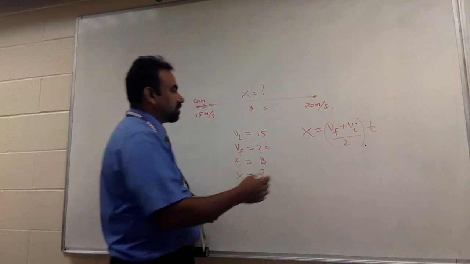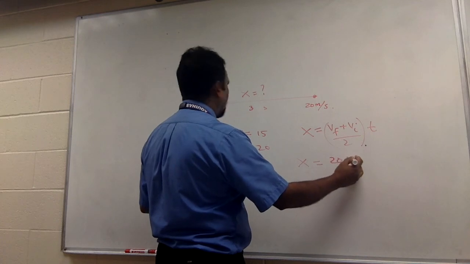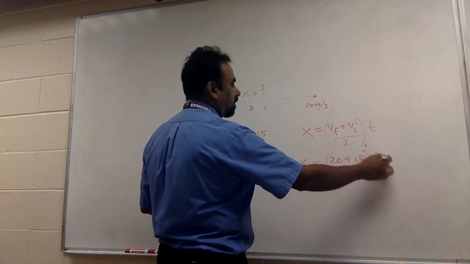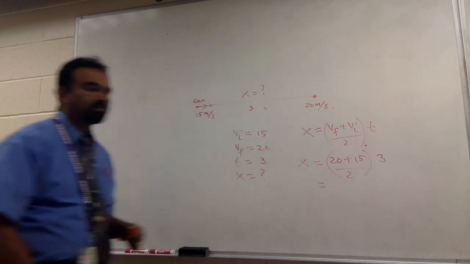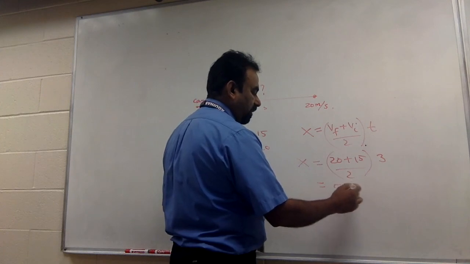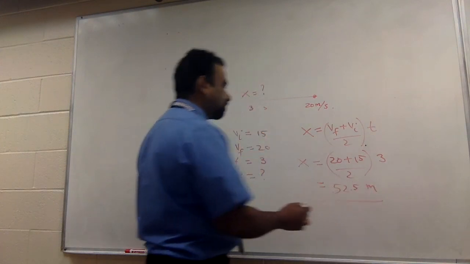And then substitution. X is what is asked. VF, 20 plus VI, 15, divided by 2, together times time, 3. And so the answer is 52.5 meters.